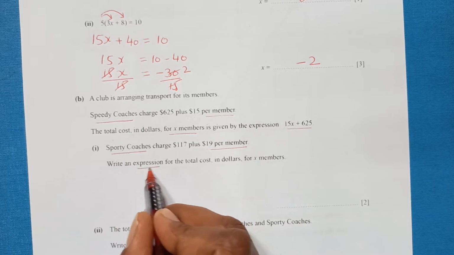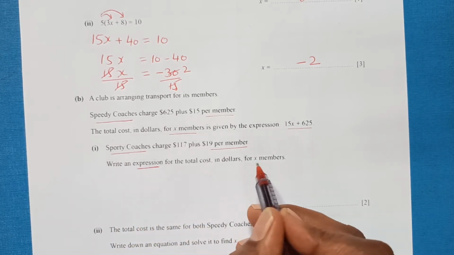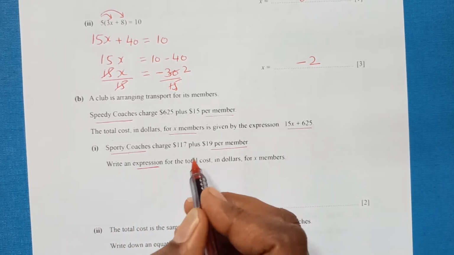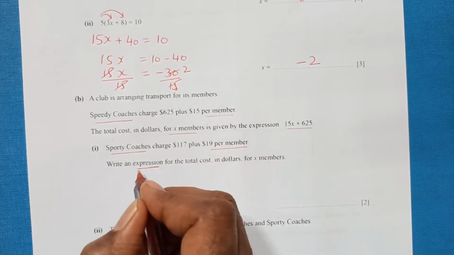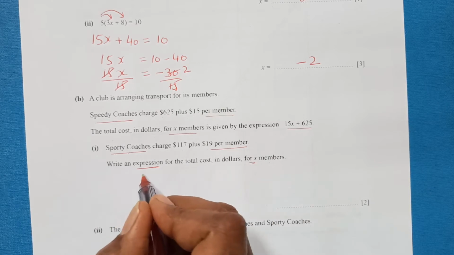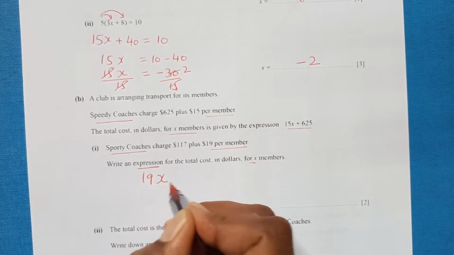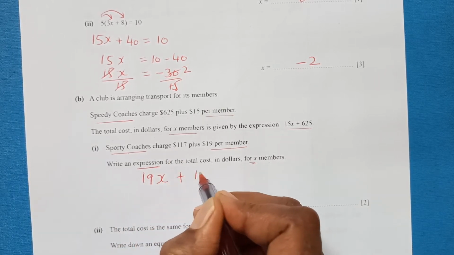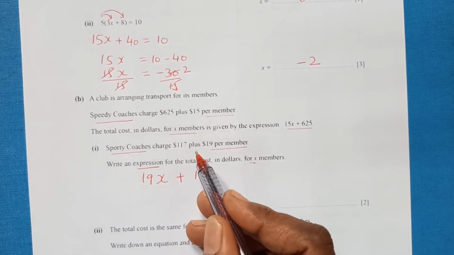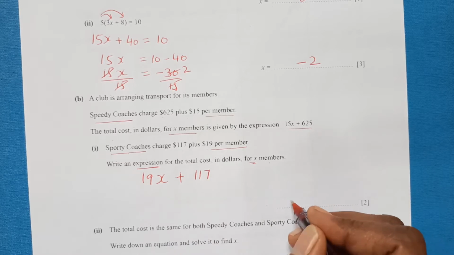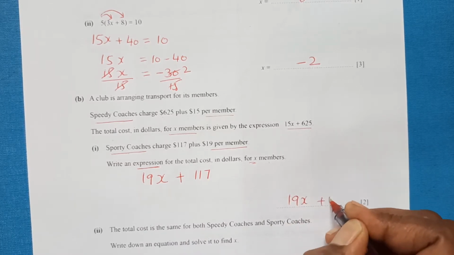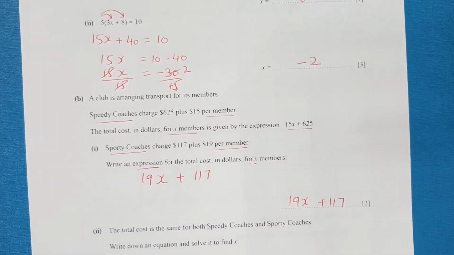So we need to write an expression in terms of x. They are charging 19 per member, so for x members it will be 19 times x, plus 117. They are charging extra charges from everyone. So the final answer is 19x plus 117.